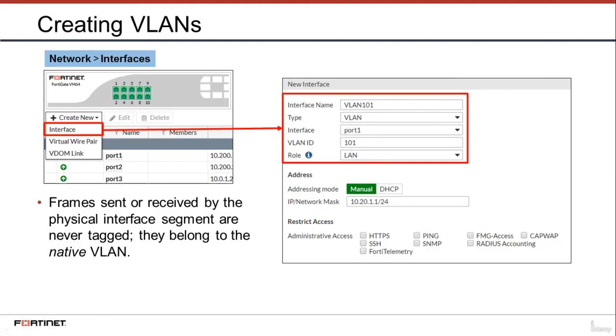Frames that belong to interfaces of that type are always tagged. On the other hand, frames sent or received by the physical interface are never tagged. They belong to what is called the native VLAN. Note that in a multi-VDOM environment, the physical interface and its VLAN sub-interface can be in separate VDOMs.